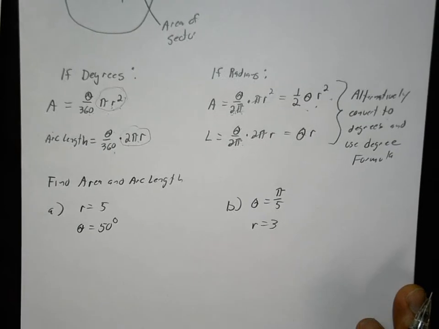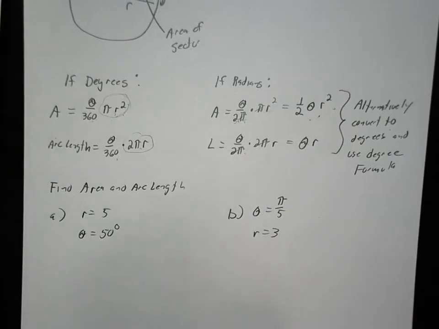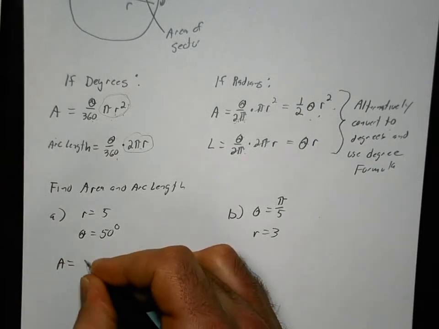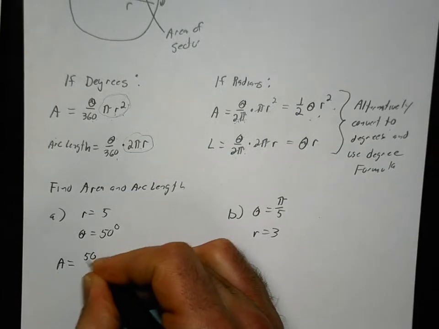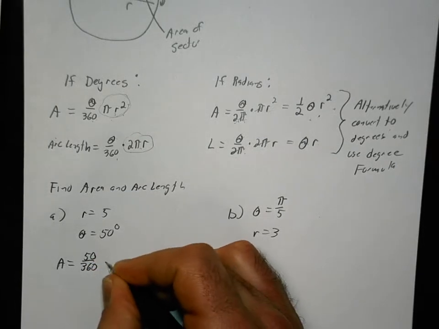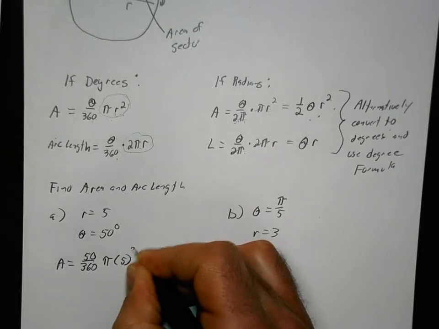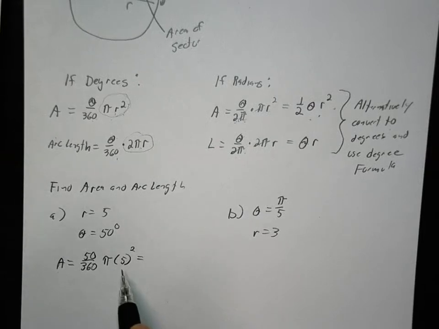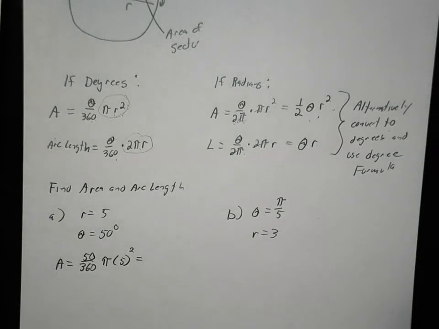Okay, so let's just do the last two examples here. Find the area and arc length. So let's start with this first one. The area would be the angle 50 over 360 times pi radius squared. And now for these, we want to actually calculate it on our calculator and find the actual decimal answer. So I'm going to do that real quickly. And I get 10.9.